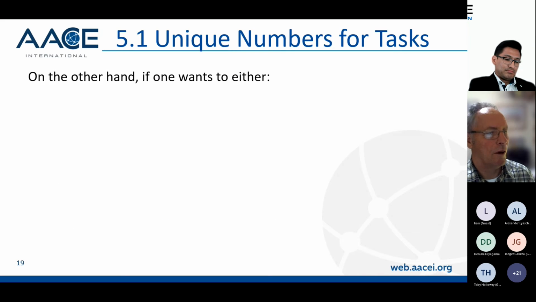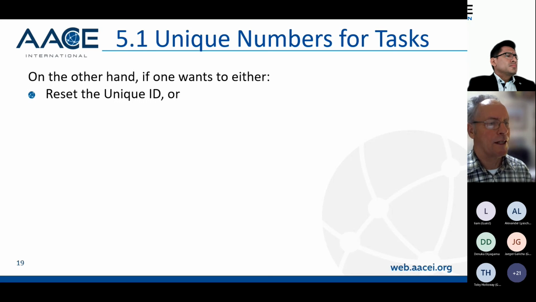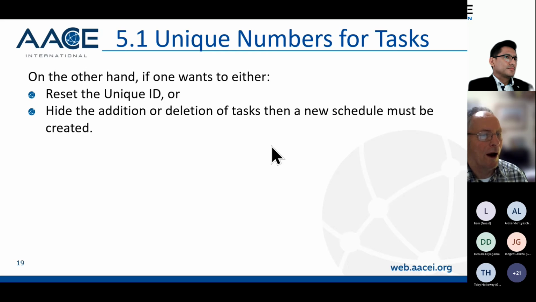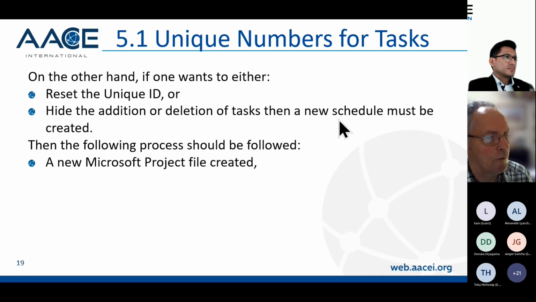So let's talk about if you want to reset a unique ID. You've created a program, and the unique IDs are all over the place, and you want to reset them from top to bottom before you submit the contract program to the client. Or you want to hide the addition or deletions of tasks. Then a new schedule must be created first, and the following process should be followed.